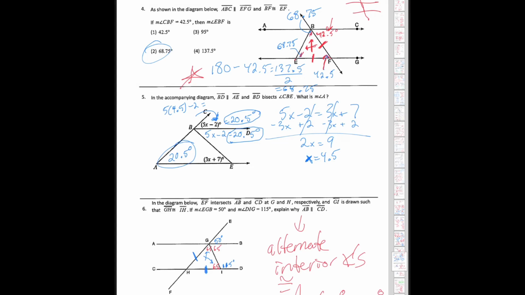So all I did was subtract that 42.5 here. I had to make up the rest of this triangle. We had two congruent sides, so the opposite angles were congruent. So dividing by 2 allowed me to get those.